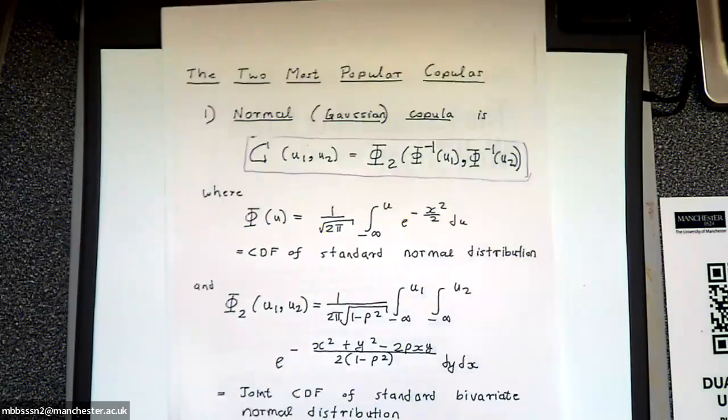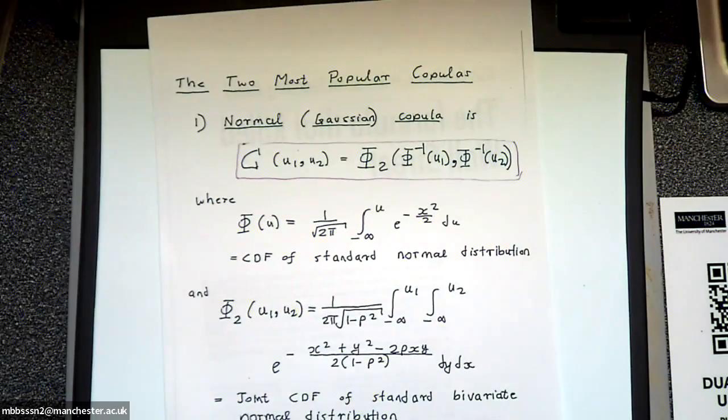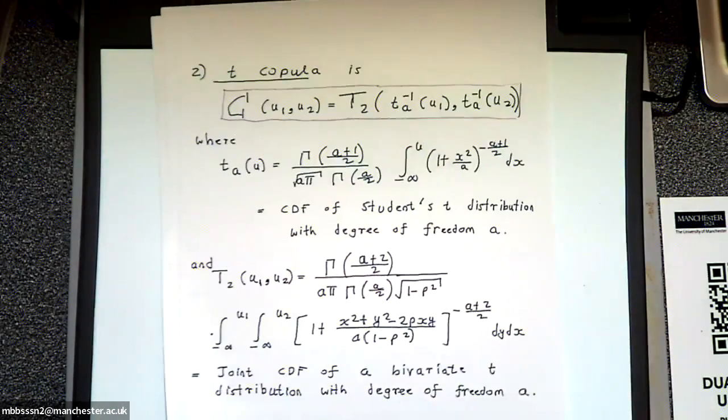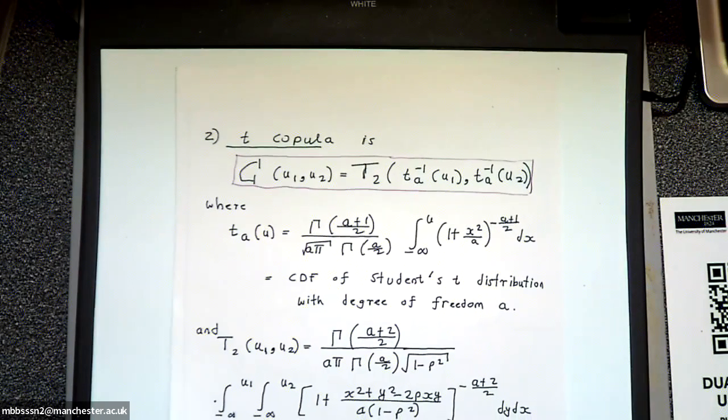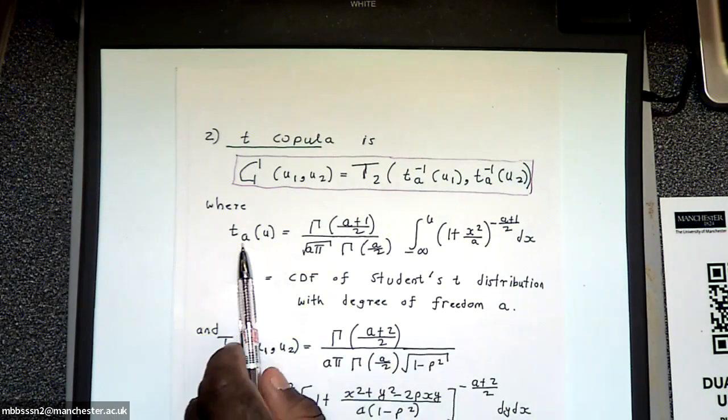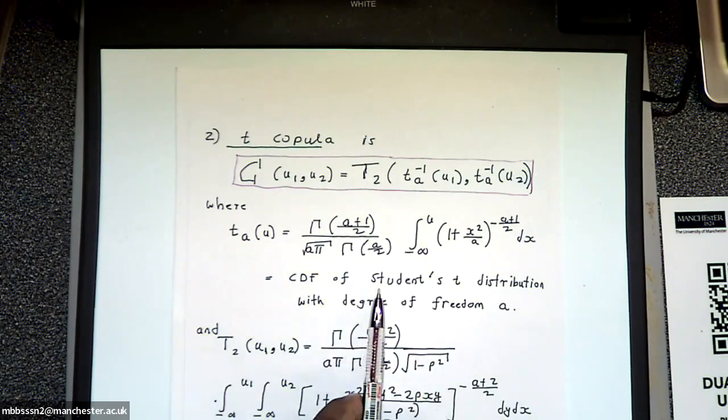Since 2008, there have been many papers written about finding new models for copulas that are more realistic when it comes to fitting financial data. One of the models that has been popular is the T copula, I mean, student's T copula, and it's given by this equation here, where this guy here denotes the CDF of the student's T distribution.